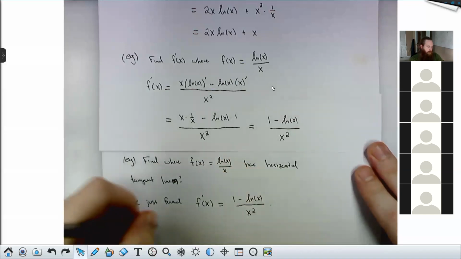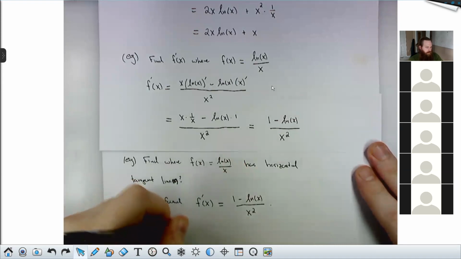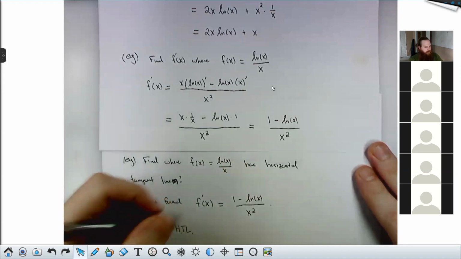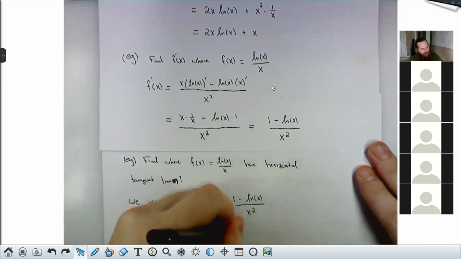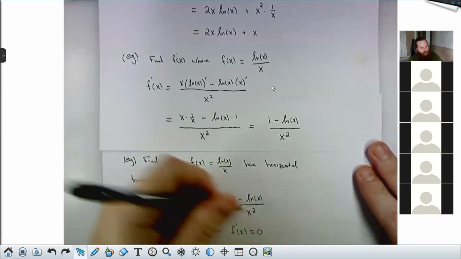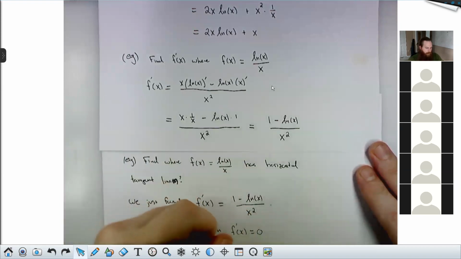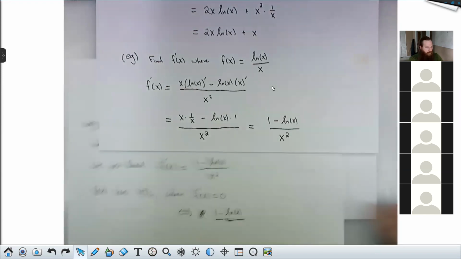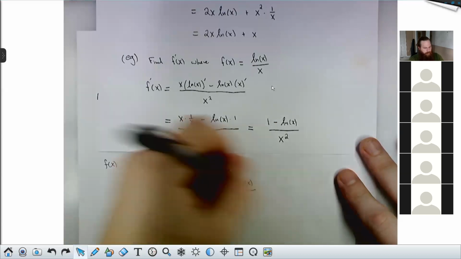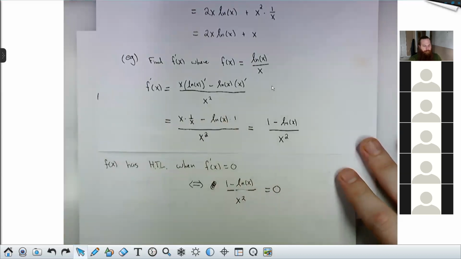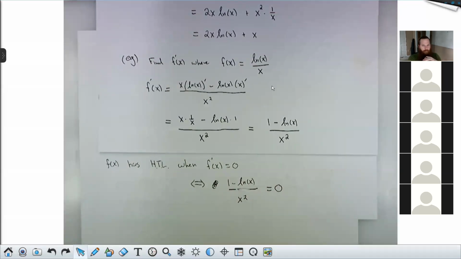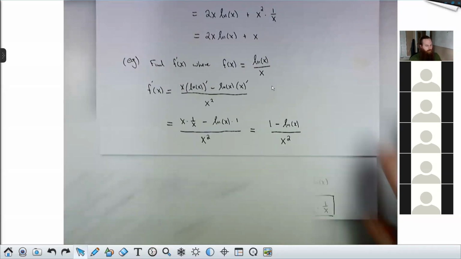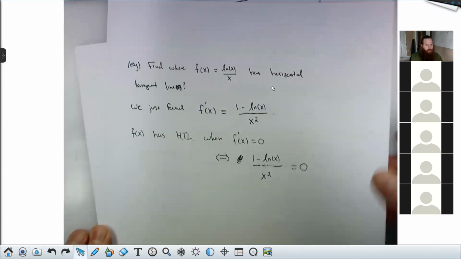F of x has HTL, horizontal tangent lines, when f prime of x is equal to 0. F prime of x is 1 minus ln x over x squared. So I set this thing equal to 0. How do I solve that equation?